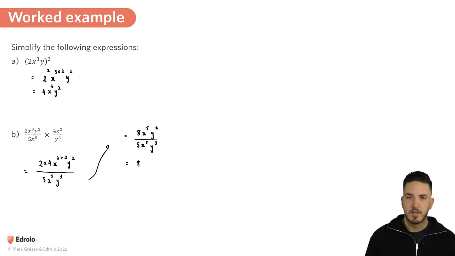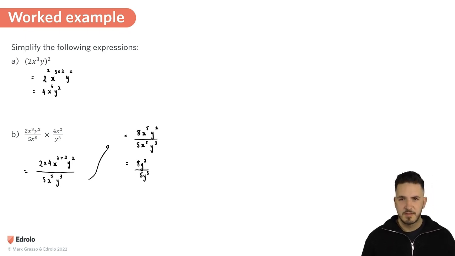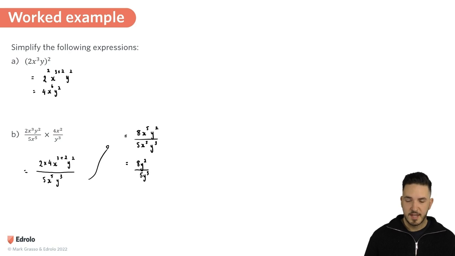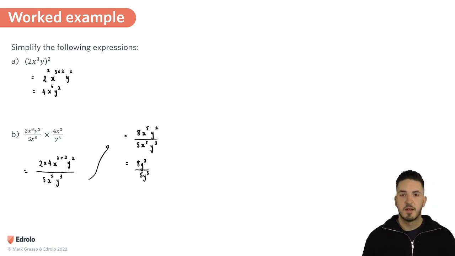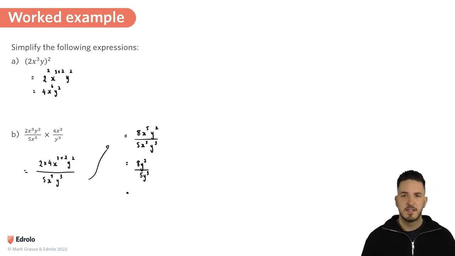Then y squared divided by y cubed over 5y cubed. Again, we can't simplify 8 divided by 5, so leave the fraction as it is in this instance. Then y to the power of 2 divided by y to the power of 3. So it's y to the power of 2 minus 3. However, we're going to have a negative power. So we've got 8y squared divided by 5y cubed.